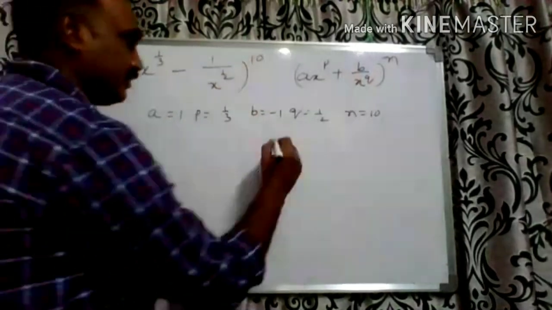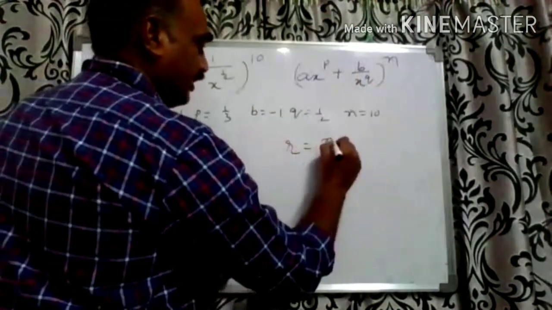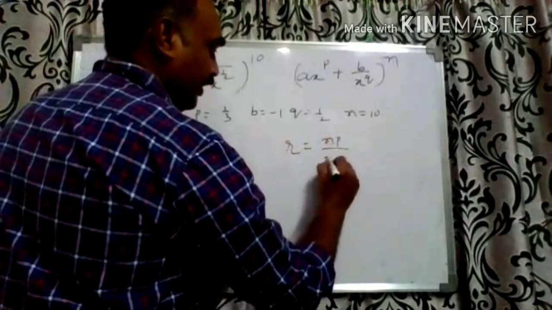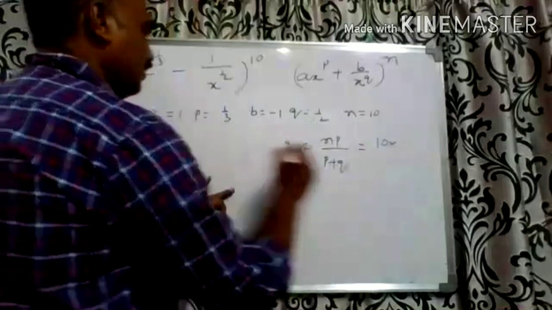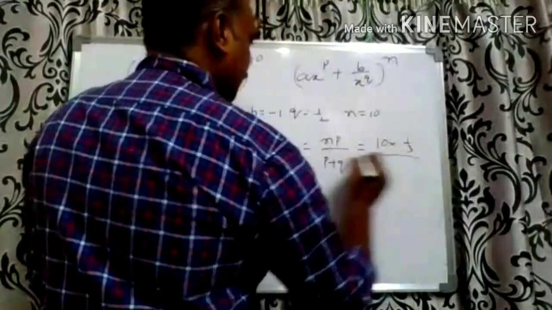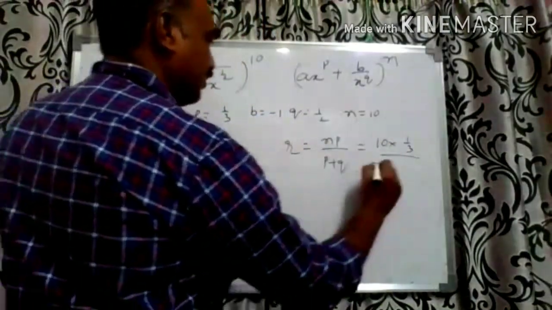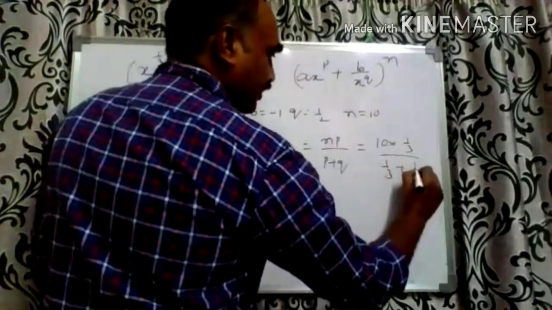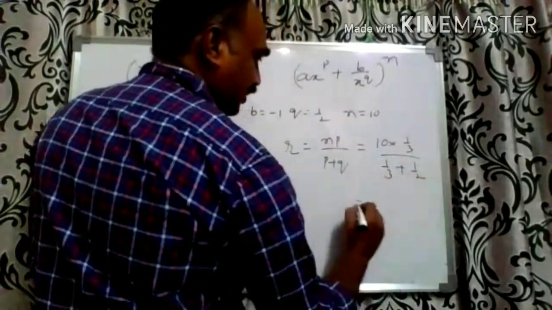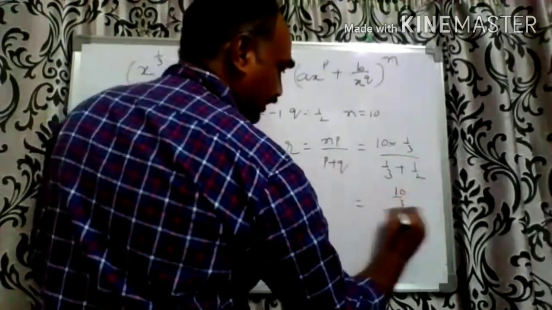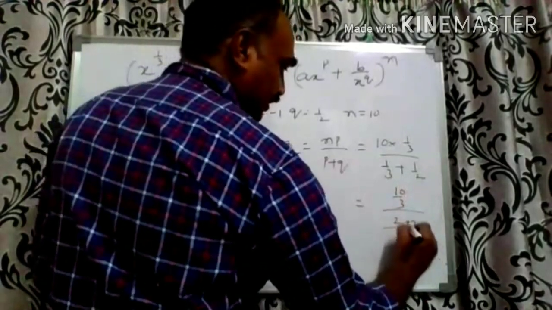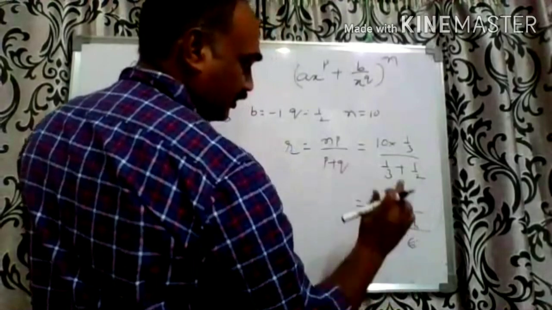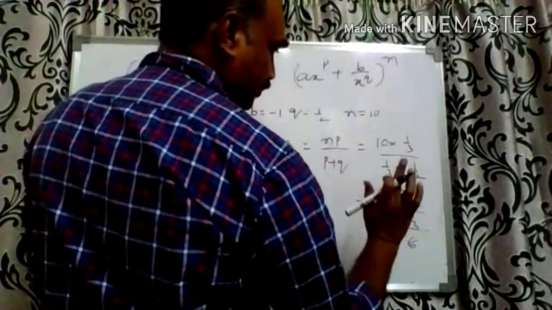First calculate r. r is equal to the formula np by p plus q. n is equal to 10, p is equal to 1 by 3, q is equal to 1 by 2. That is 10 by 3 by, here the LCM is 6, 2 plus 3. 3 gets cancelled, 1 by 3, 3 to 6.